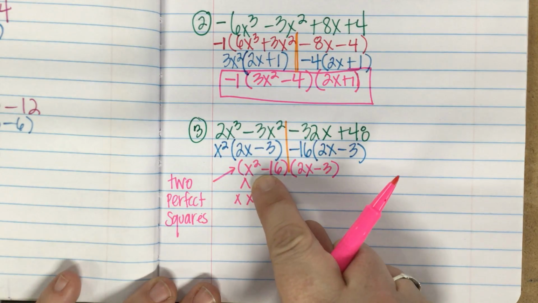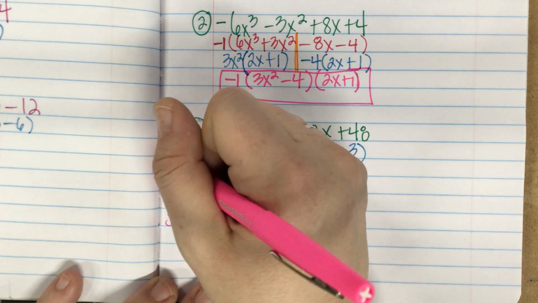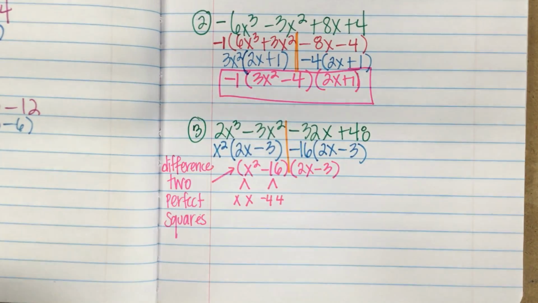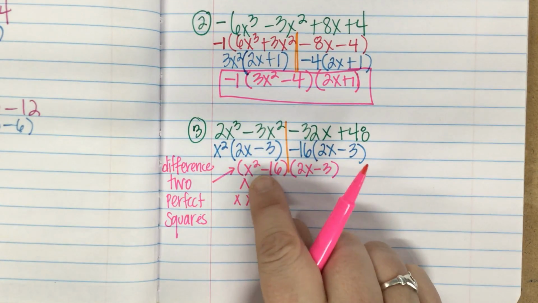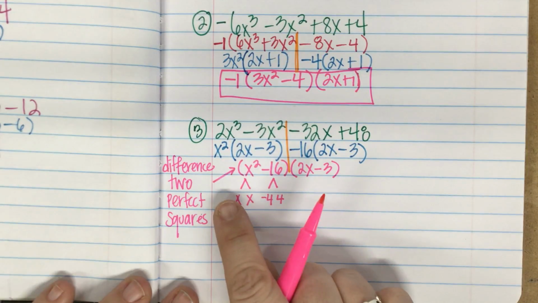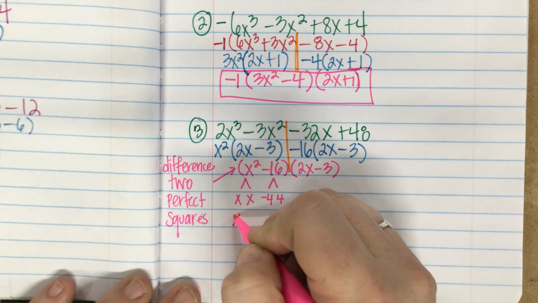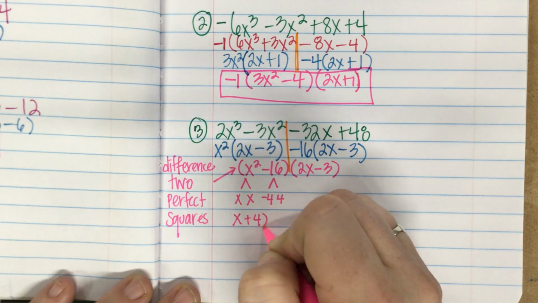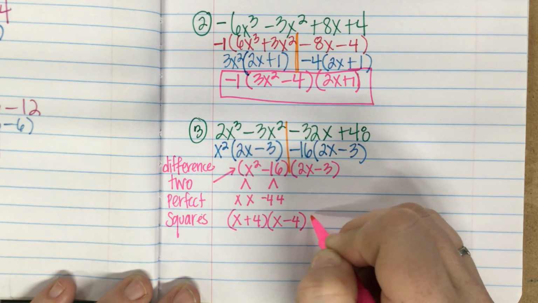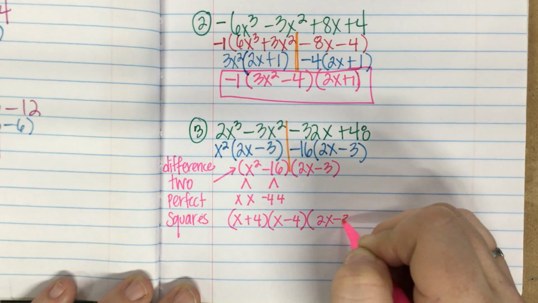It only works with a subtraction, so they're called the difference of 2 perfect squares. If this said plus 16, we'd be done. But since it says minus 16, I know that I can split it even further. I can do x plus 4 and x minus 4 and 2x minus 3.